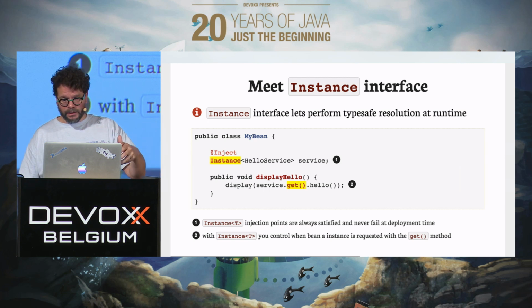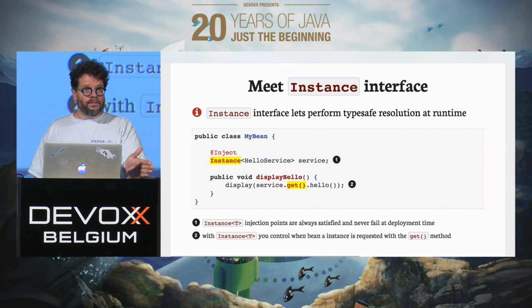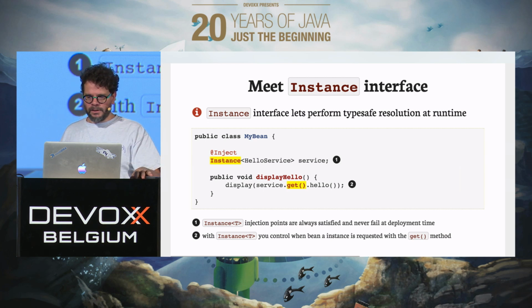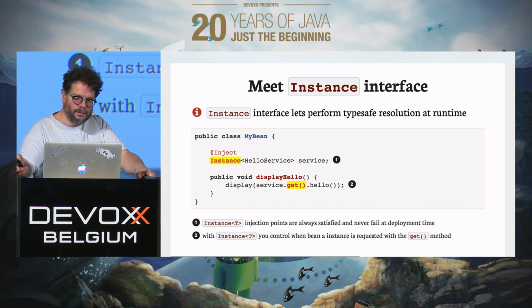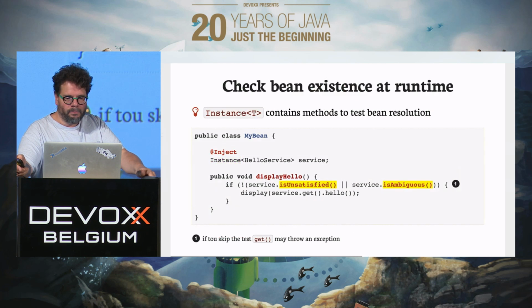So after that, you'll use a method of the Instance. Here you can use the get method to get the effective instance of HelloService and call any method on HelloService. Of course, that's the first use case, and the simplest one you can have. You can do more interesting things.